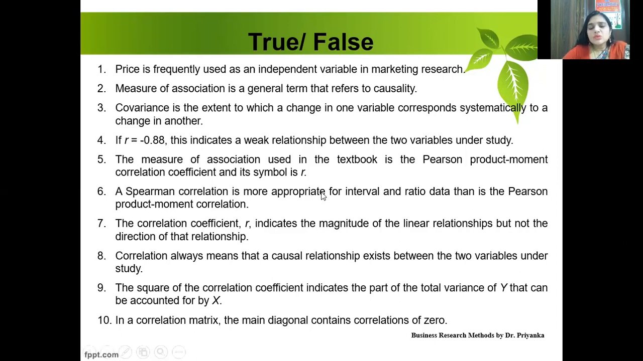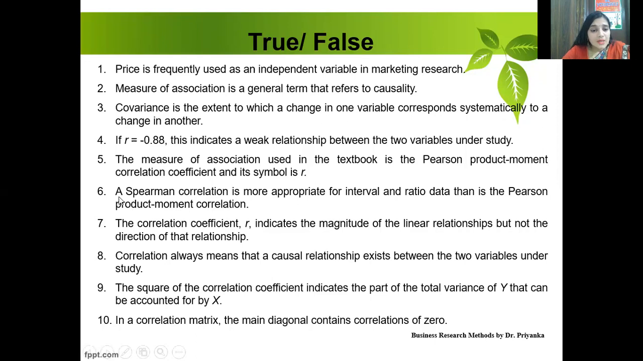Yes, we generally use R as the symbol, and it is the Pearson product moment correlation coefficient. You should remember this name because sometimes a question comes like this: explain the Pearson product moment correlation coefficient. Then you might get confused that you don't know anything like that.